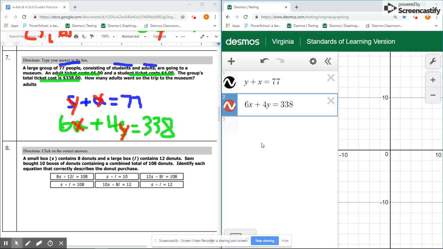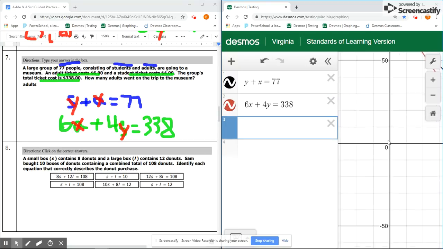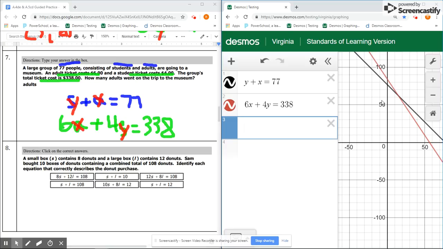Notice how this is not on my graph. So I'm just going to zoom out. There's my system. And I said I was going to let you finish this one. So you're going to finish number 7. See how many adults and students went on the trip.